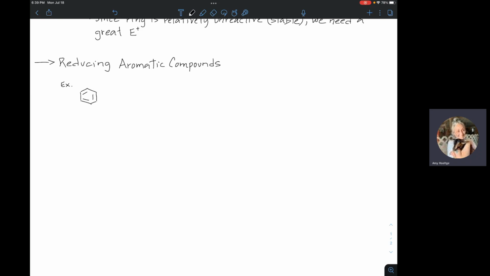And theoretically, three equivalents of hydrogen gas, a pretty sweet metal catalyst. Platinum's pretty awesome. Rhodium works pretty well too, so this will be your metal catalyst. And then often what you'll see under the reaction arrow will be like 2 or 3 atmospheres of pressure.